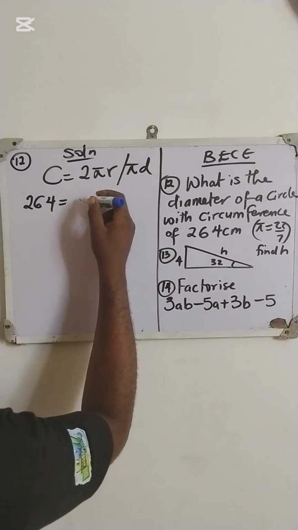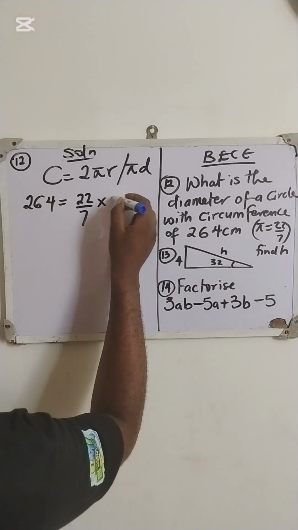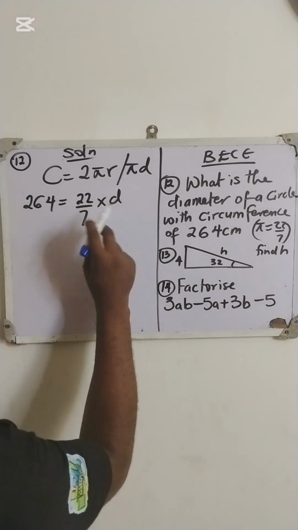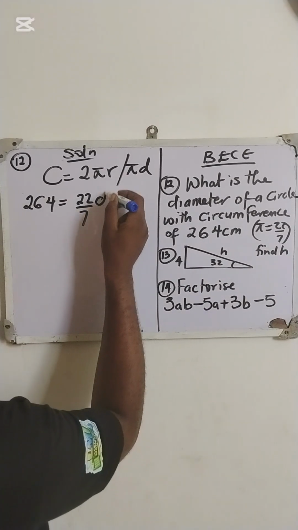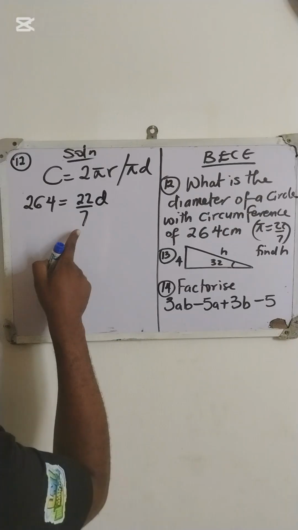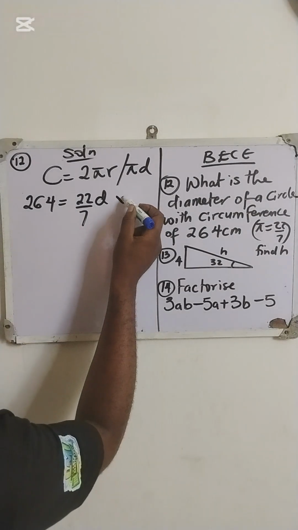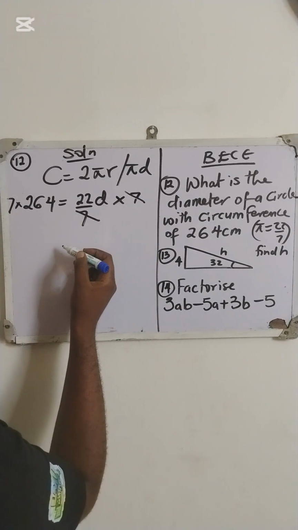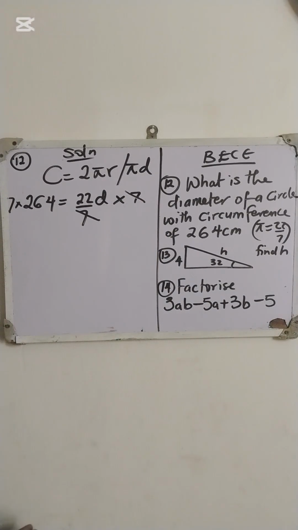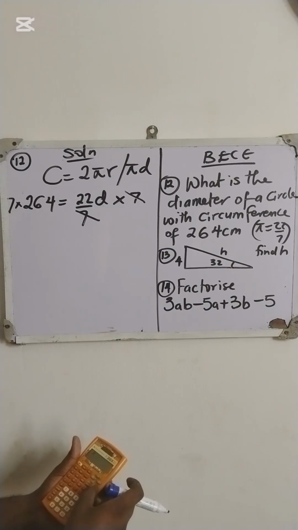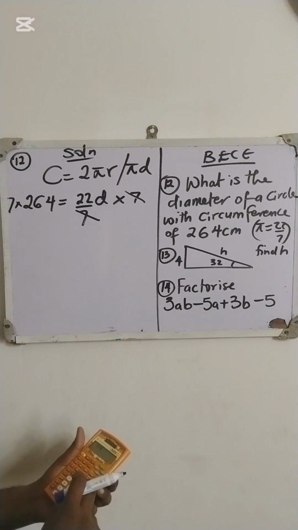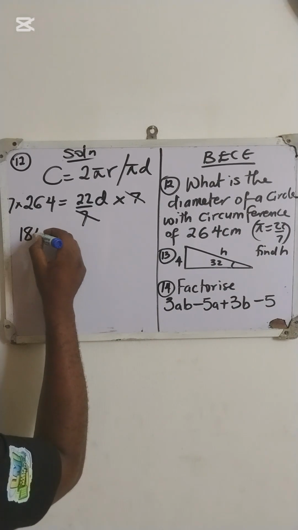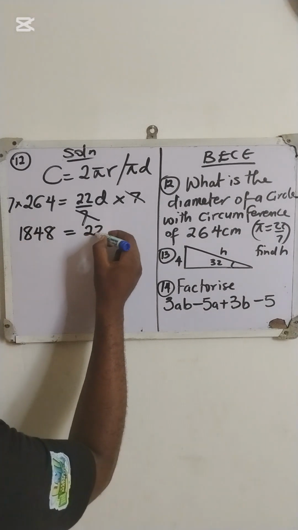So what do we have? Pi is 22/7 times d. Remember, this could also be written as 22d over 7. So we multiply 7 to both sides so that we can remove this 7 here. So 264 times 7 equals 1848. So this is 1848 equals 22d.